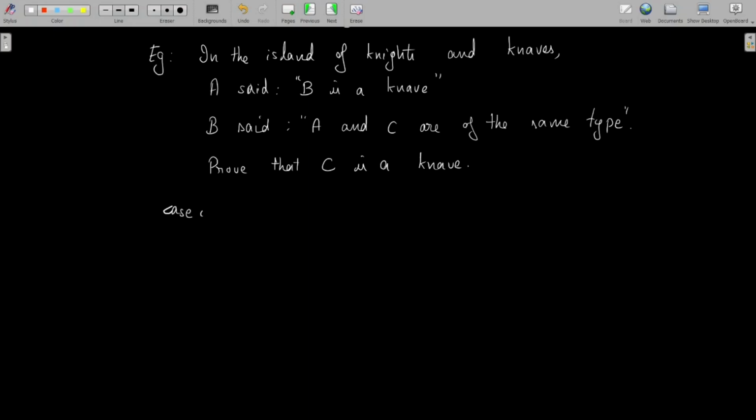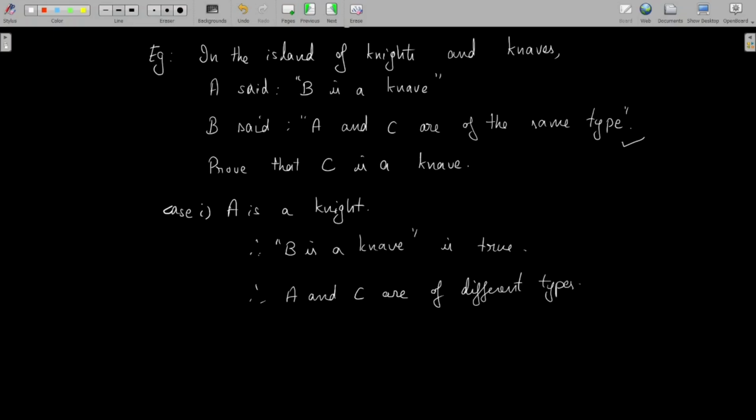So case 1 we may take as A is a knight. That is, A always says truth. Therefore, the person B always tells false. And what was his statement? It was A and C are of the same type. So it is a false statement. Therefore, we can conclude that A and C are of different type. Since A and C are of different types and A is a knight, this implies that C is a knave.